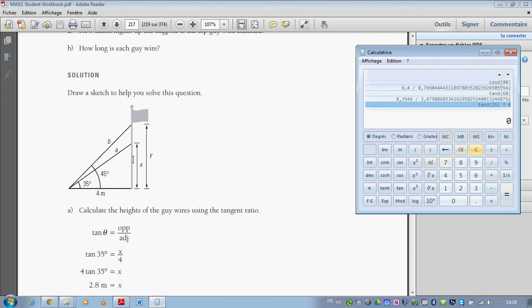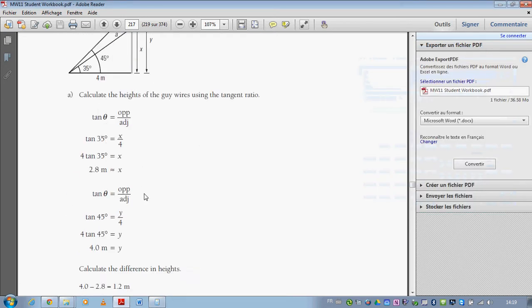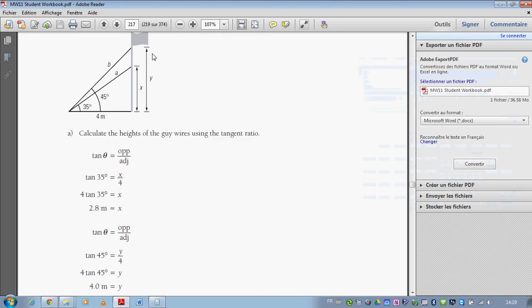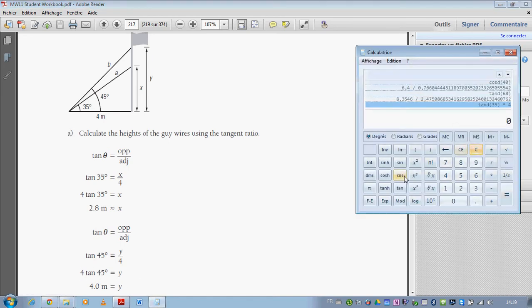Let's do the same thing to figure out what y is. So tangent of 45 is equal to y, opposite side, y, divided by 4. So here you go. That means 4 times tangent of 45 should give us y. So let's figure out what tangent of 45 is first. It's 1, and then 1 times 4 is simply 4.